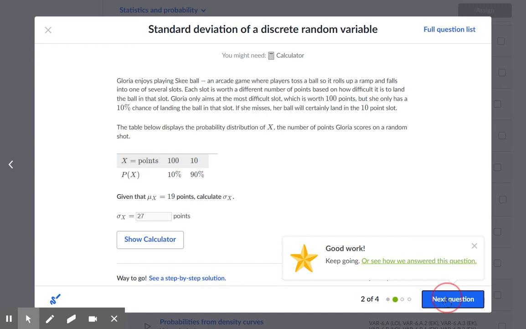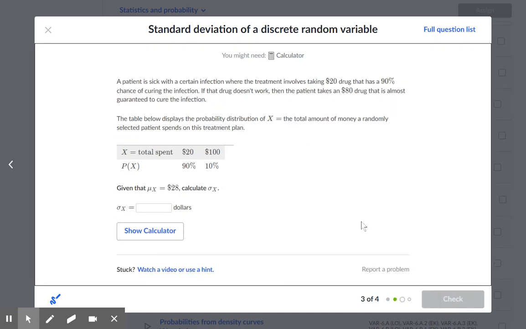Okay, so should I do one more? I should do one more. A patient is sick with a certain infection, maybe COVID, where the treatment involves taking a $20 drug that has a 90% chance of curing the infection. If that drug doesn't work, then the patient takes an $80 drug that is almost guaranteed to cure the infection. The table below displays the probability distribution of X, which is the total amount of money a randomly selected patient spends on this particular treatment plan.